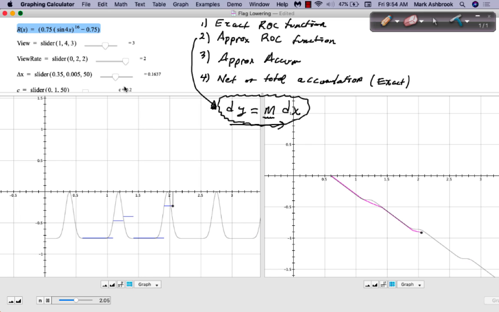But we want exact. So how are we going to get exact? Yeah, super small, right? The smaller that we make it, so here is 0.0395. And so now look at that rate function. It's doing a very good job of replicating the exact rate function. And then the approximate accumulation function, we almost can't tell the difference now. So let's go to super small. So super small means, here's 0.005.